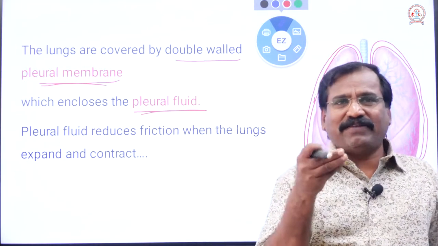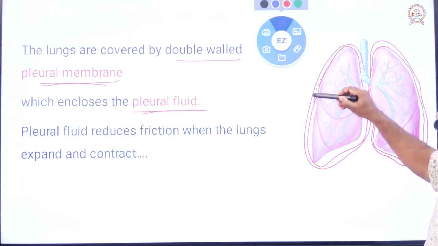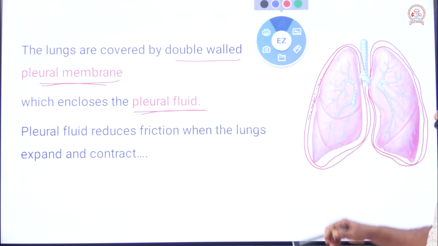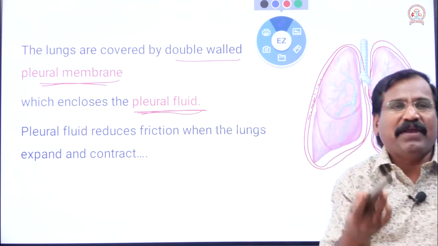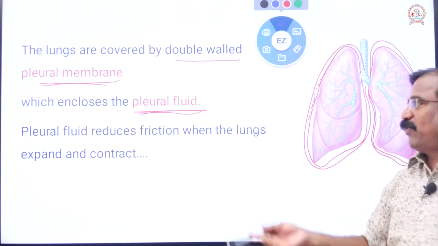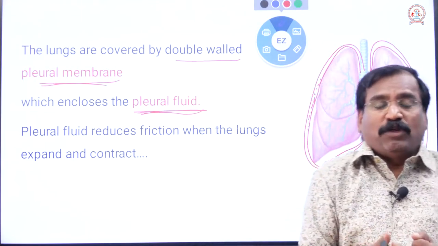And the space in between the pleural membranes is called the pleural space. It is filled with fluid, that is pleural fluid. Easy: pleural membrane, and that liquid is called pleural fluid. What is the function of the pleural fluid?